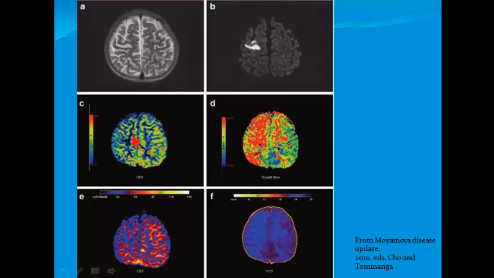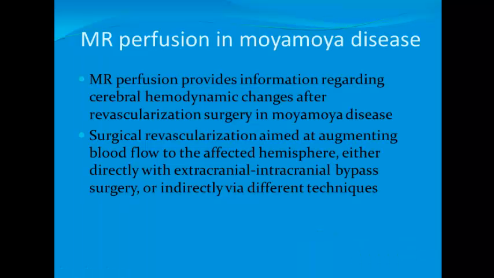Cerebral blood volume has been reduced a little bit in this area. However, the transit time has increased substantially, as illustrated both on ASL and also illustrated on DSC type imaging.